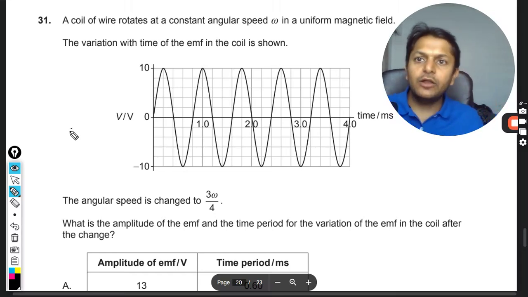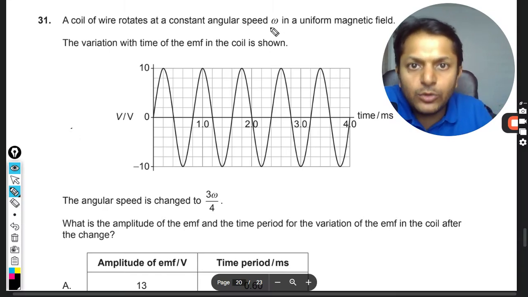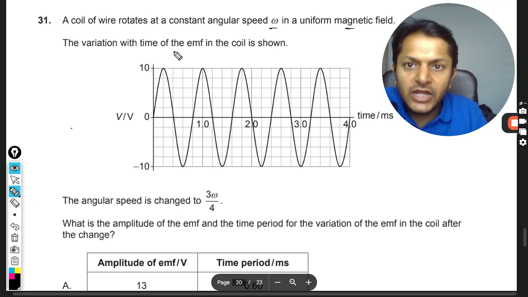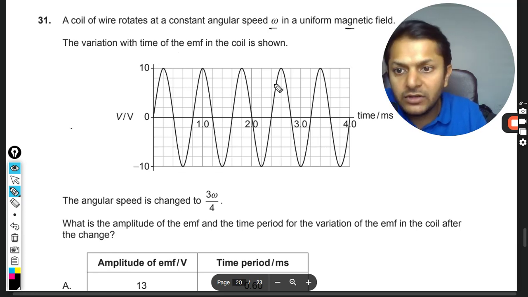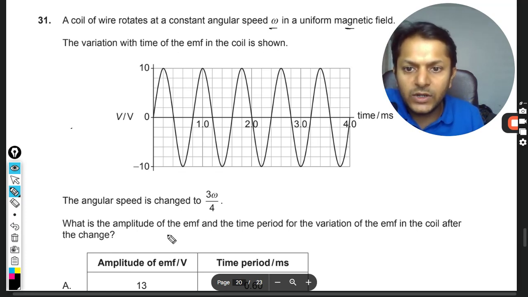In this question, a coil of wire rotates at a constant angular speed omega in a uniform magnetic field. The variation with time of the EMF of the coil is given. The angular speed is changed to this. What is the amplitude of the EMF and the time period?